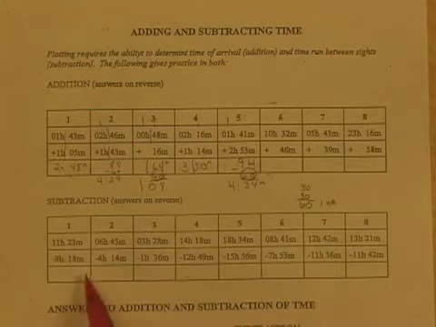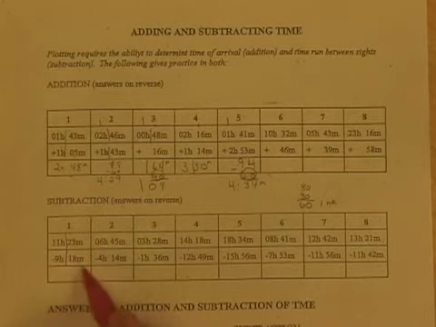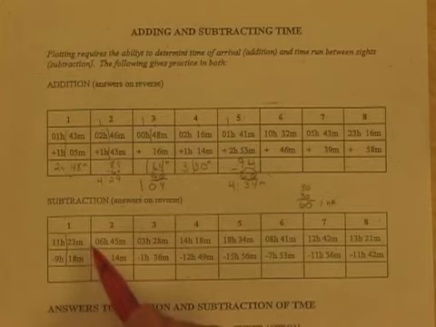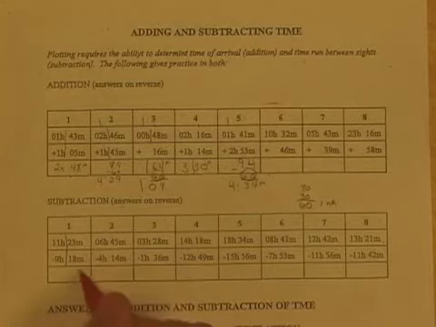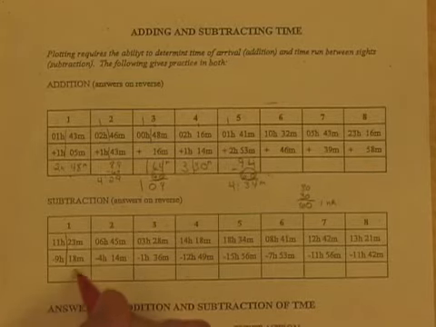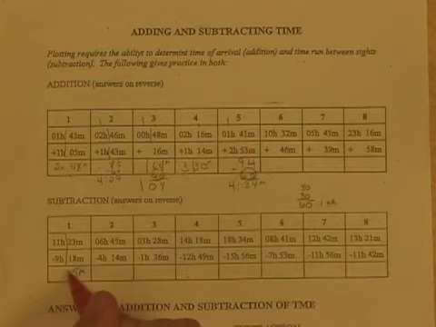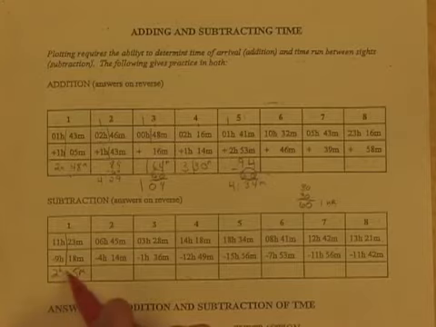For subtraction, it gets a little bit more difficult, because again we have to separate the two. We can take 18 minutes from 23 minutes. Whenever you see a bigger number above a smaller number, you can do it. So we'll take 23 minus 18, which gives us 5 minutes. 9 hours from 11 is 2. So that's 2 hours and 5 minutes.